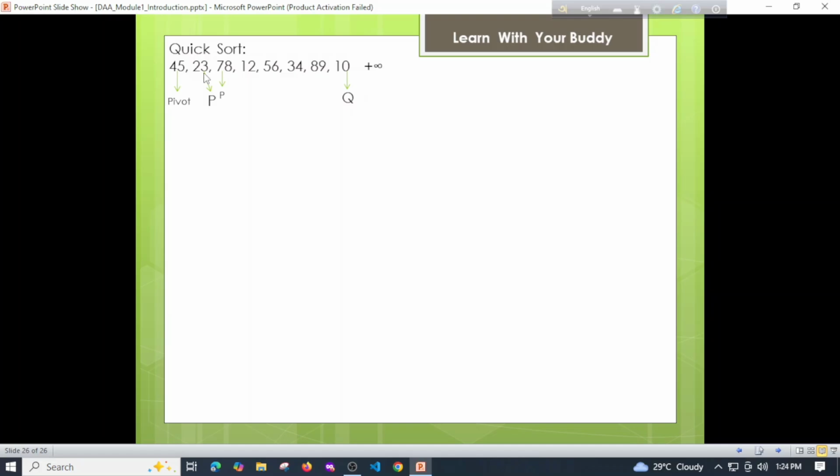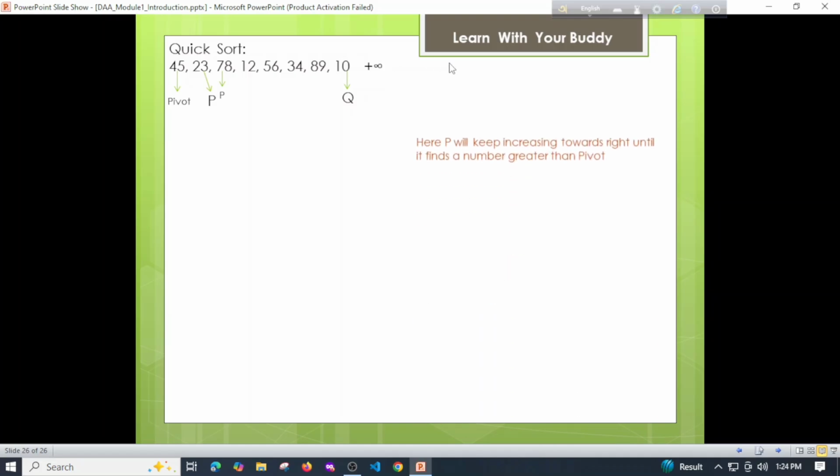Here, the first element is known as the pivot. You may be asked to take any element as the pivot, and they can also ask you to take the last element as the pivot. So here we are taking the first element as the pivot. The immediate next element will be known as P. Here 23 is P. But remember that the immediate next element is P and the last element will be known as Q.